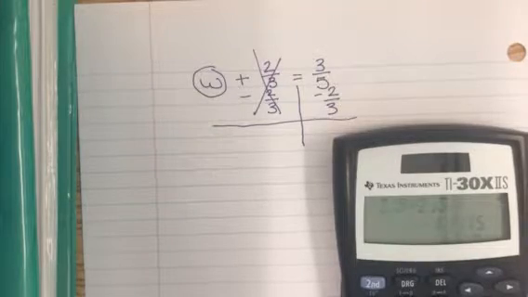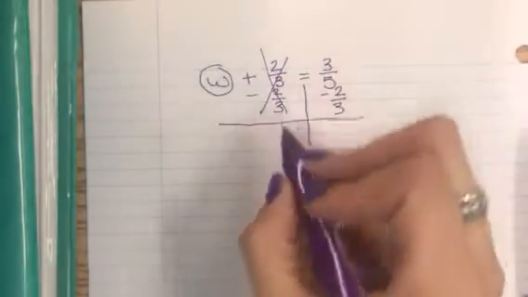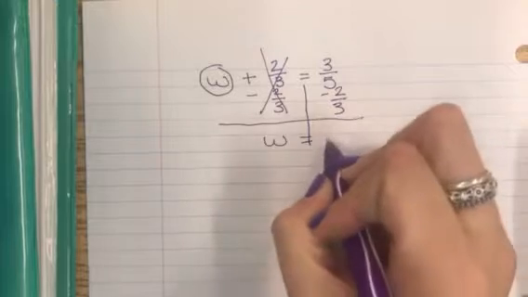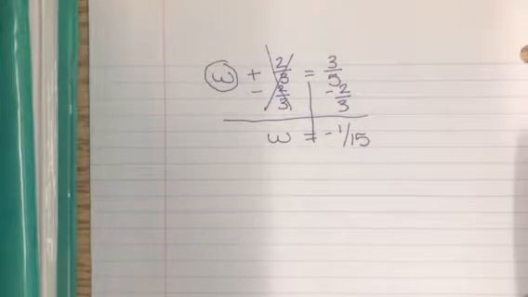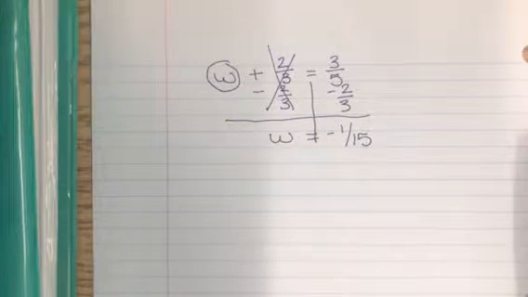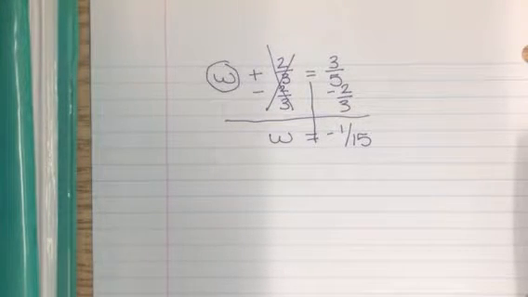So we'll get negative 1/15. So we'll say w equals negative 1/15. Anytime we see a fraction, treat it just like it's a regular number and do the same thing.